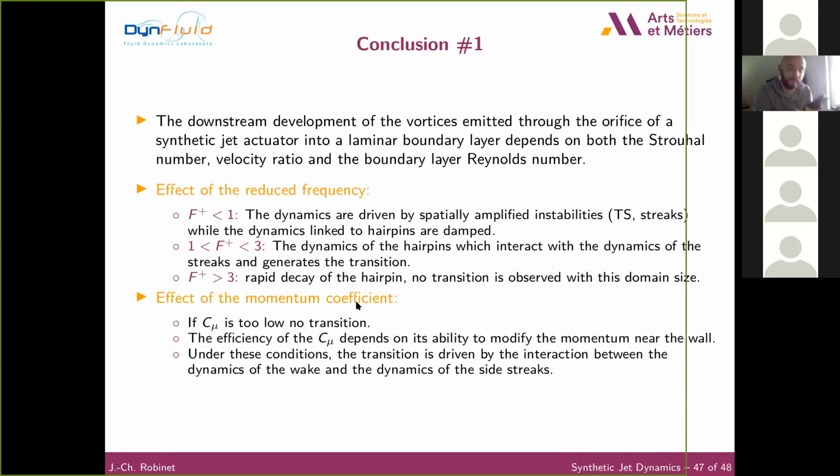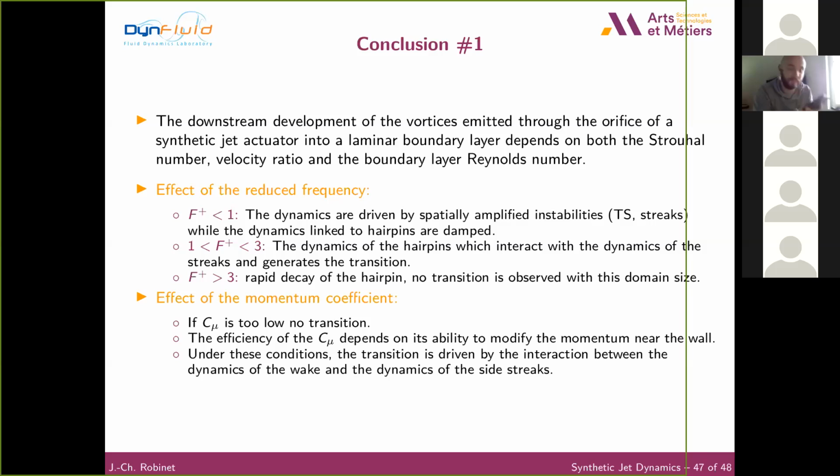My conclusion for this talk: the downstream development of the vortices emitted through the orifice of the synthetic jet actuator into the laminar boundary layer depends mainly on the Strouhal number and the velocity ratio, but more weakly on the boundary layer Reynolds number. Regarding the effect of the reduced frequency, when this reduced frequency is small, the dynamics are driven by spatially amplified instabilities, while the dynamics linked to the hairpin are damped.